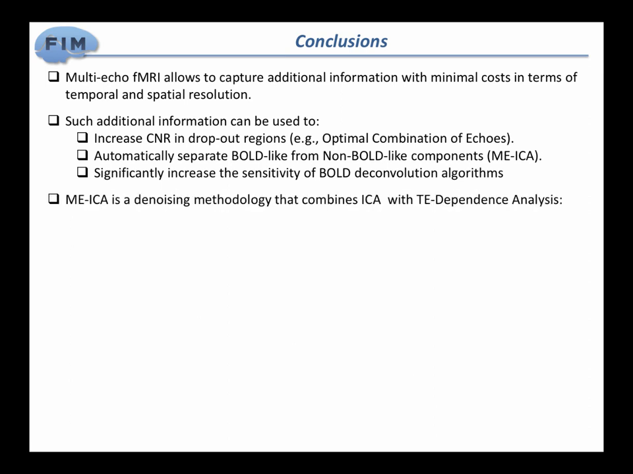In the particular case of MICA, it's the combination of ICA with T2-dependent analysis. That's the way to think about it, meaning that you could do something else than ICA to get the signals that are present in your data and then still do the T2-dependence analysis.